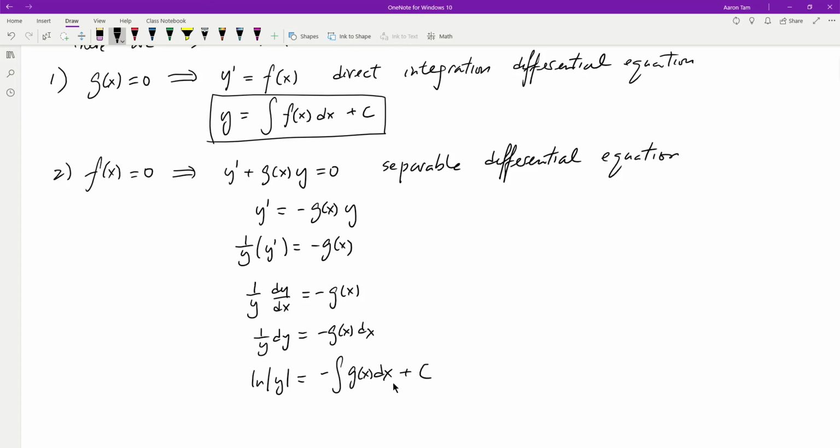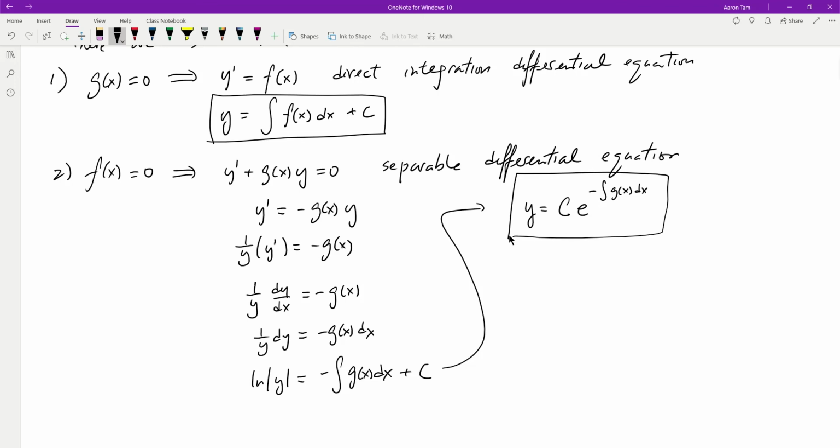Now I'm just going to raise both sides to the e power. It becomes y equal to some constant times e to the negative integral of g of x dx, where the plus c part becomes the constant in front, and that constant can be positive or negative, which takes care of the absolute value sign. So that's how the solution looks if f of x is equal to 0. Both of these you know how to do.